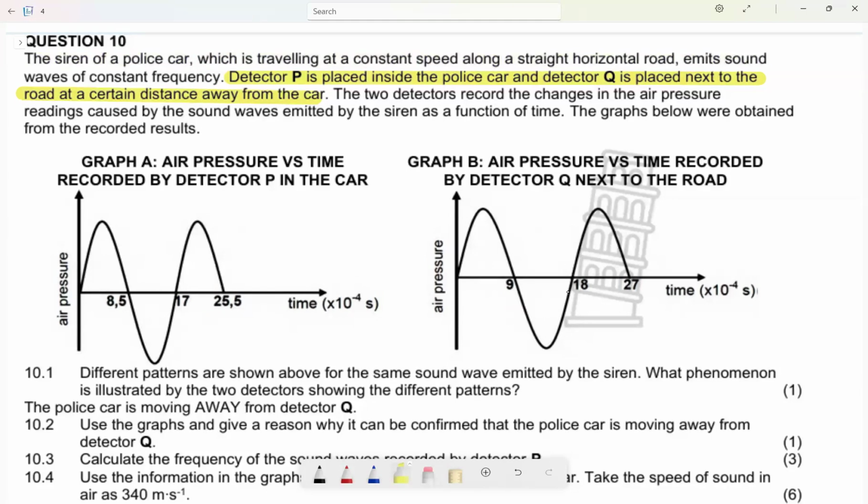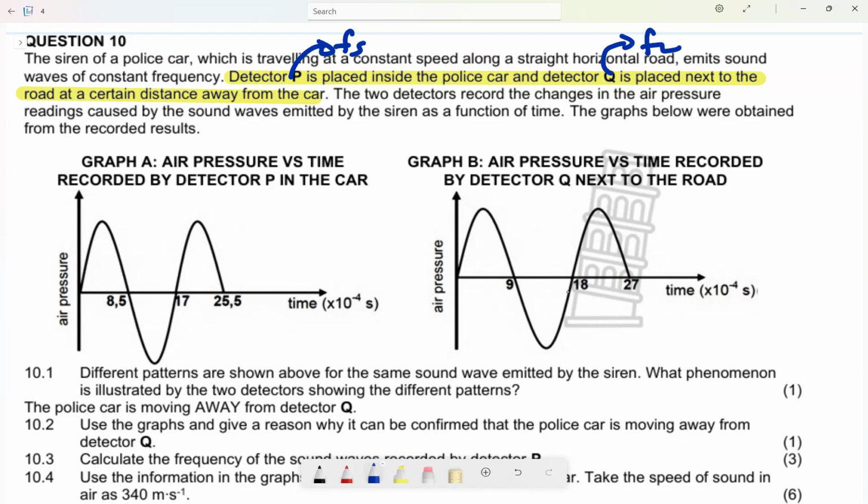Okay, so detector P is placed inside the car. So detector P detects the what? The frequency of the sound. Since it is placed inside, it detects the frequency of the sound. Detector Q is placed next to the road, a distance away from the car. This one will detect the frequency of the listener. Very, very key information.